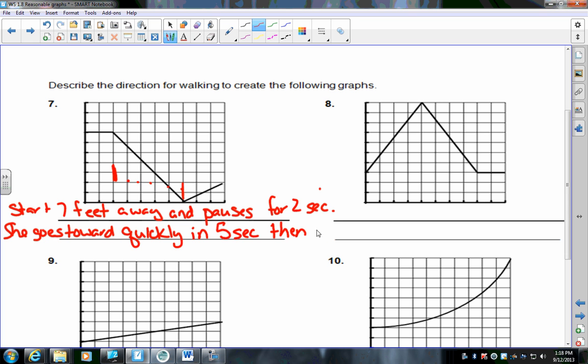Then she changes direction. How do I know she changes direction? What's happening to my line? It's going back up. She changes direction and walks away.